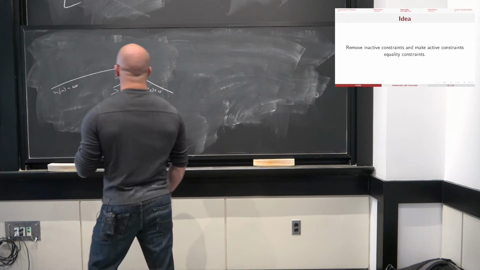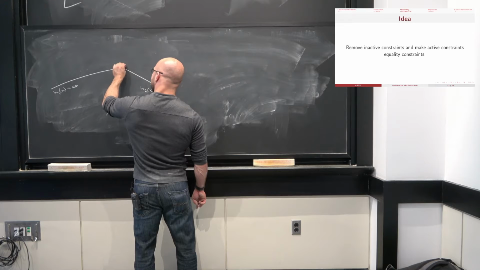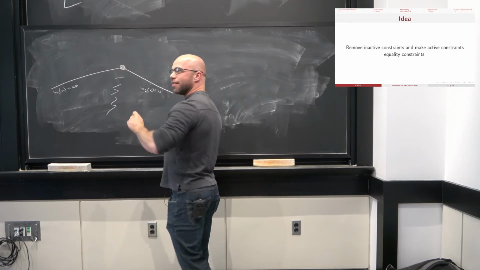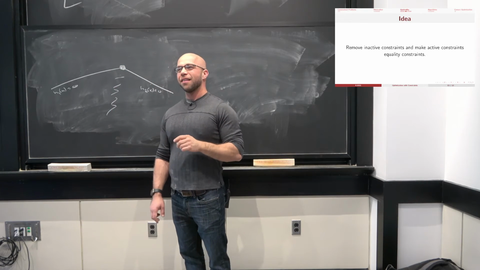So let's say that I'm at this critical point. So I've actually got two active constraints.